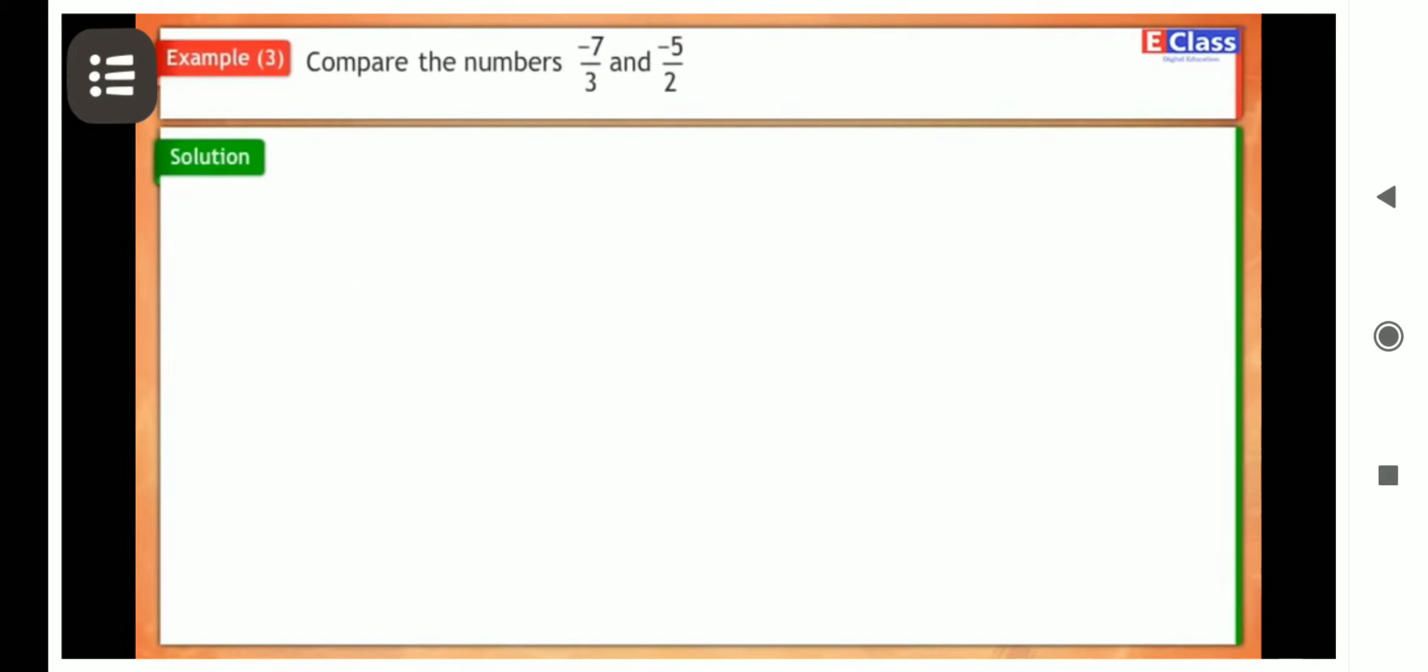Third example, compare the numbers -7 by 3 and -5 by 2. Solution. Let us first compare 7 by 3 and 5 by 2.